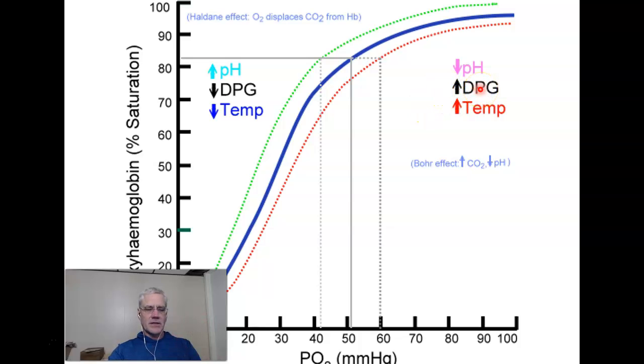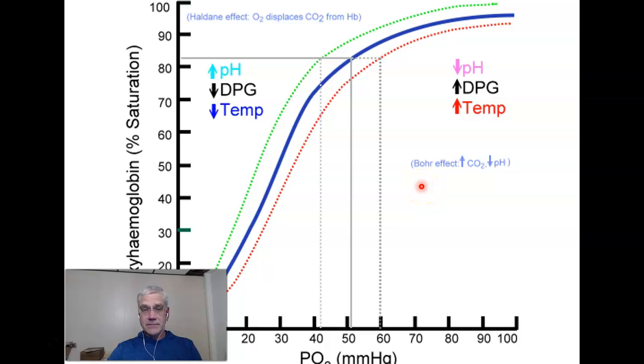It's a metabolic byproduct of anaerobic metabolism. We're not going to worry about that. So a decrease in pH, if it becomes more acidic, you get a right shift. If you have an increase in temperature, you get a right shift. Right shift means hemoglobin lets go of its oxygen more easily.